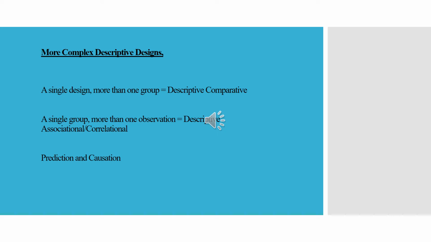Next, we are looking at more complex descriptive designs. When the study involves one design and has more than one group, as mentioned in the previous example, where people were living and working in the same location, but some of the group developed cancer and the other ones did not, this is called a descriptive comparative design. When the study has one group but involves more than one observation, it is called descriptive association design or descriptive correlational design. We're looking at prediction and causation.